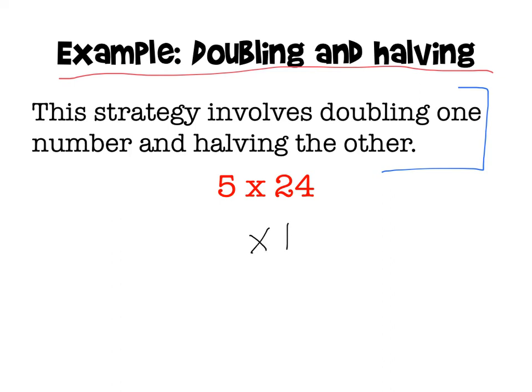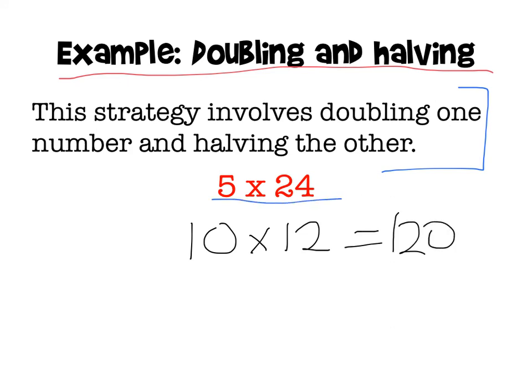So half of 24 is 12, okay, and I know what 10 times 12 is. 10 times 12 is 120. So another way of writing 5 times 24 is 10 times 12. That's so much easier for me to work out. And they're the two strategies, guys. Distribution and doubling and halving.